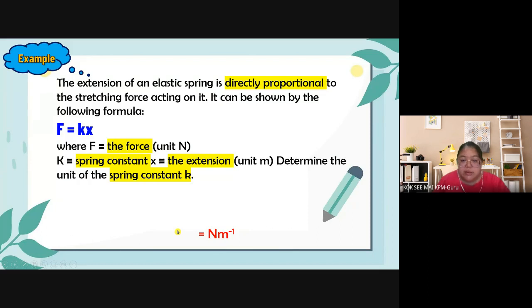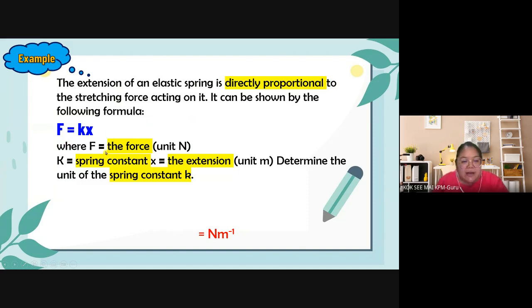Okay, let's see this one example first. The question says the extension of the elastic spring is directly proportional to the stretching force acting on it. It can be shown by the formula. Okay, it gives you a formula, F equals kx.